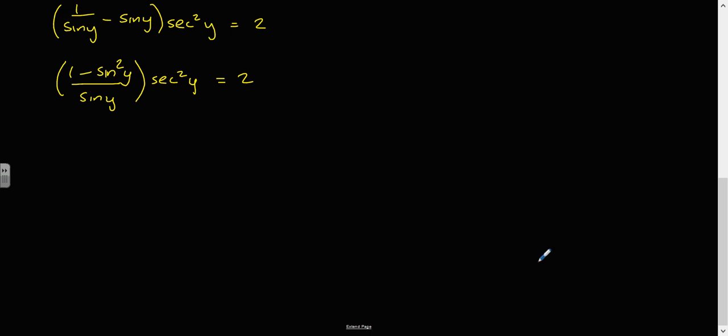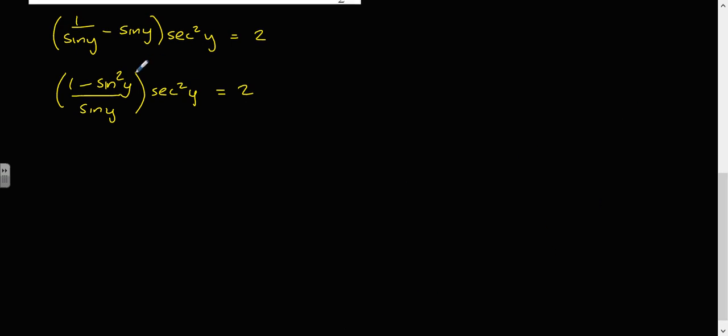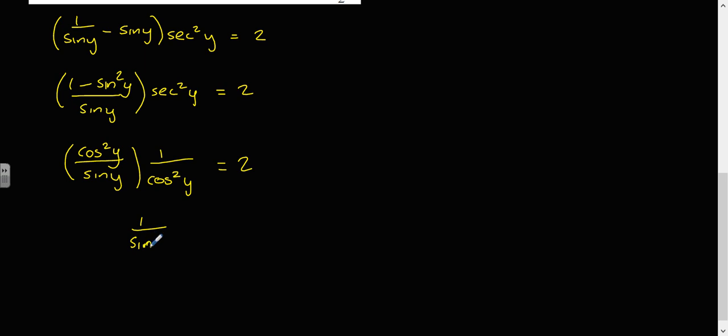We'll carry on down. We know that 1 minus sine squared y is cos squared y. So we have cos squared y divided by sine y multiplied by, might be a good idea now to write this sec squared as 1/cos squared y. And you can see how things are cancelling down quite nicely. Cos squared y multiplied by 1/cos squared y, these cancel each other out. So we end up with 1/sine y is 2. So therefore sine y equals 1/2.